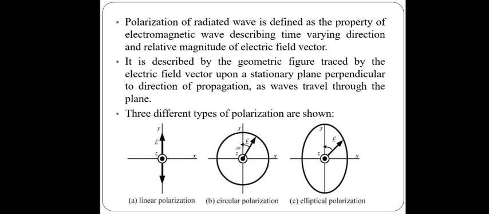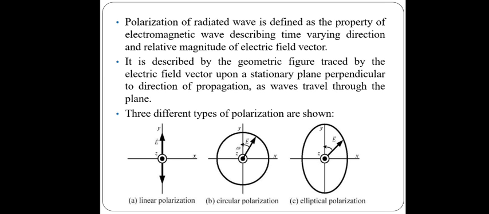The polarization of a radio wave is defined as the property of the electromagnetic wave describing the varying direction and relative magnitude of the electric field vector. Here you observe the three types of polarization I already described. It is described by the geometric figure traced by the electric field vector upon a stationary plane perpendicular to the direction of propagation as the wave travels through the plane.